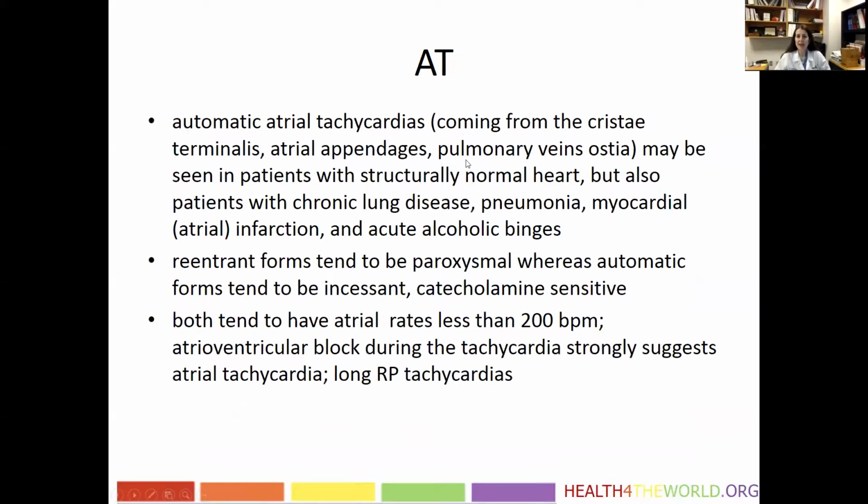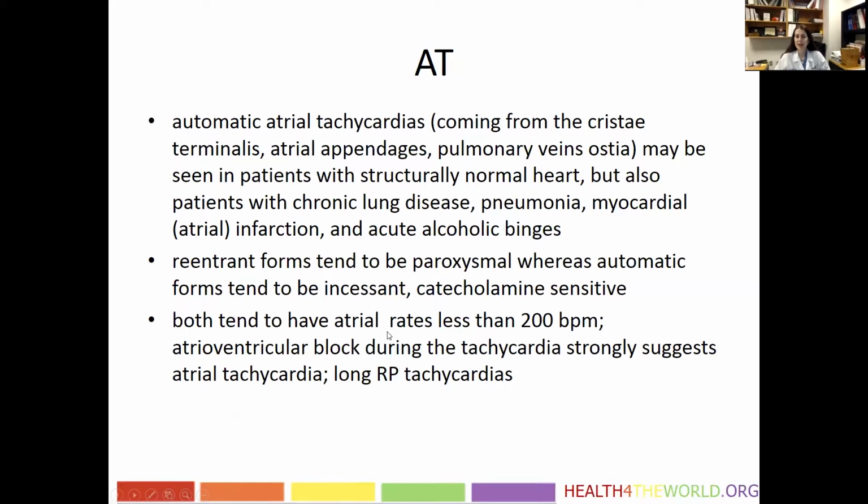The atrial tachycardias are mainly automatic, coming from the crista terminalis in the right atrium, the atrial appendages, the pulmonary veins, the ostia of the pulmonary veins, and may also be seen in patients with structural heart disease, but mostly in patients with chronic lung disease, pneumonia, myocardial infarction, and acute alcoholic binges. Reentrant forms tend to be paroxysmal, whereas automatic forms tend to be incessant and catecholamine insensitive.